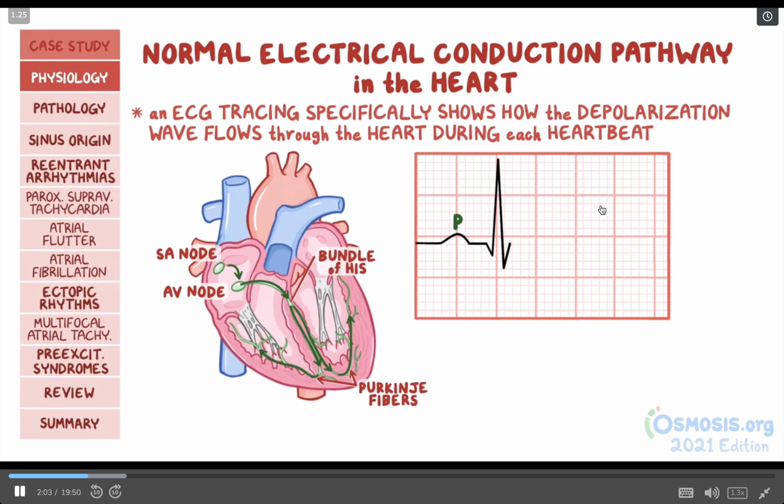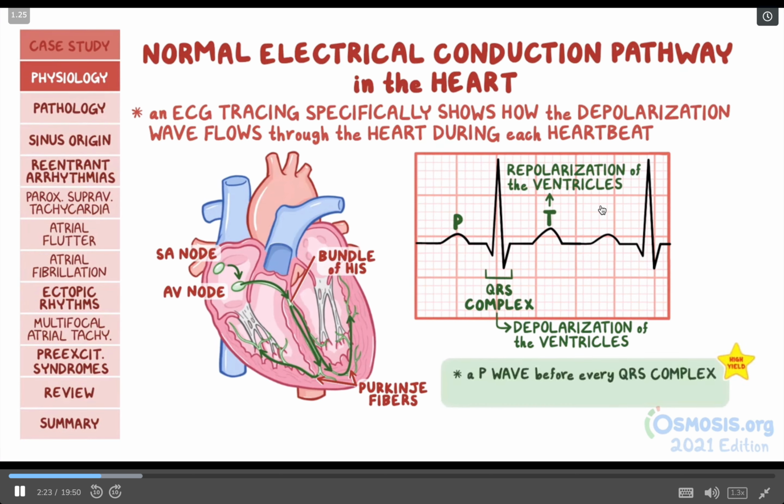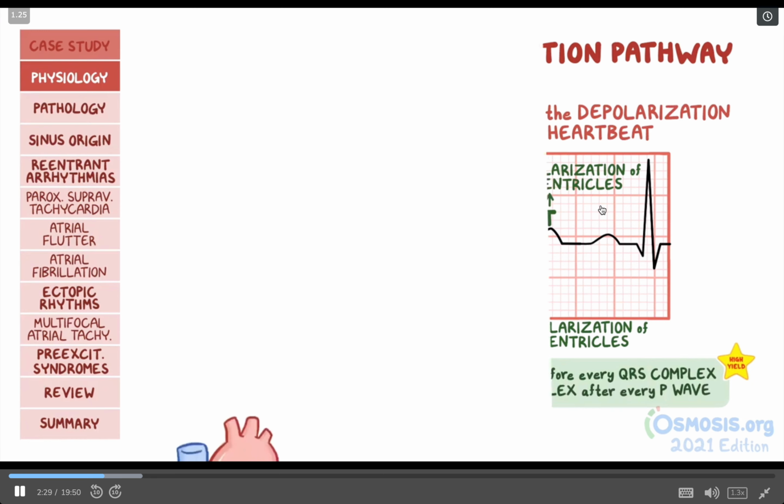On an ECG, this will create the QRS complex, which represents the depolarization of the ventricles, and finally, the T wave, which represents the repolarization of the ventricles. To help identify an irregular rhythm, you can look at the morphology of the waveform, and make sure that there is a P wave before every QRS complex, and a QRS complex after every P wave. Now, let's take a look at the heart rate.